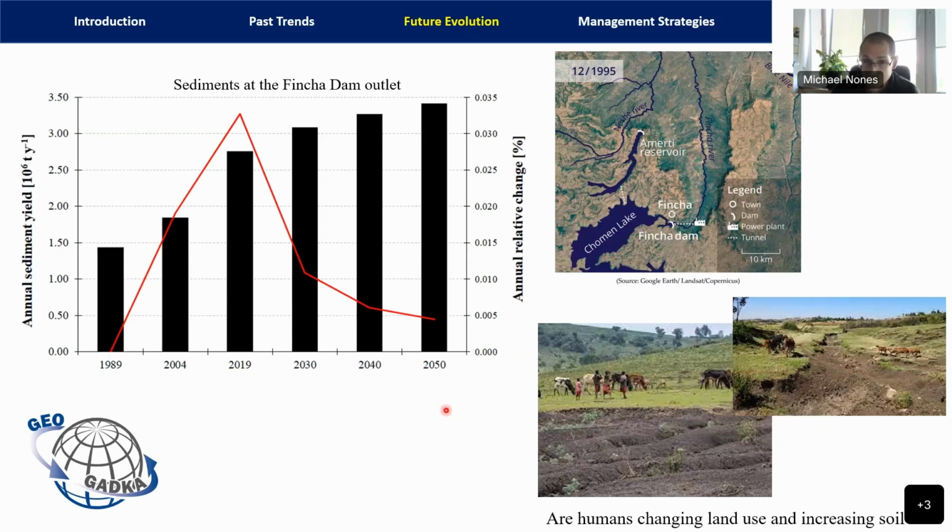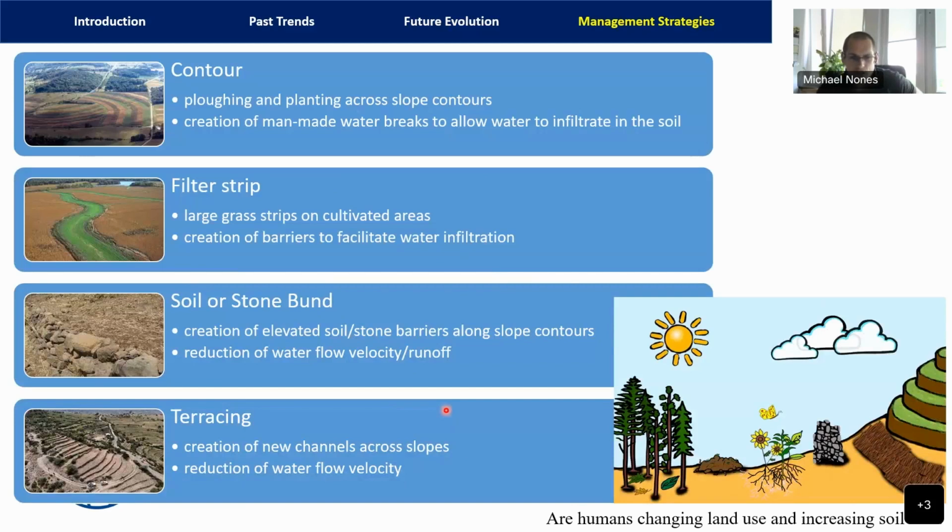That's the situation. What can we do? Well, there are a number of management practices that could be implemented to reduce this erosion. We tested 4 different strategies, which are summarized here. Basically, the contour practice means that plants are planted across the slope contours. In this case, the plants tend to create some kind of water breaks, so the water has more time to infiltrate in the soil, and as long as the water infiltrates the soil, that means that the soil is not detached from the hillslopes and moved downstream.